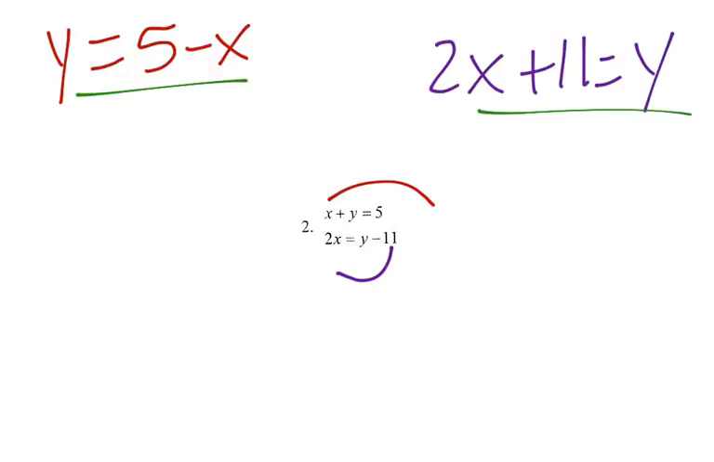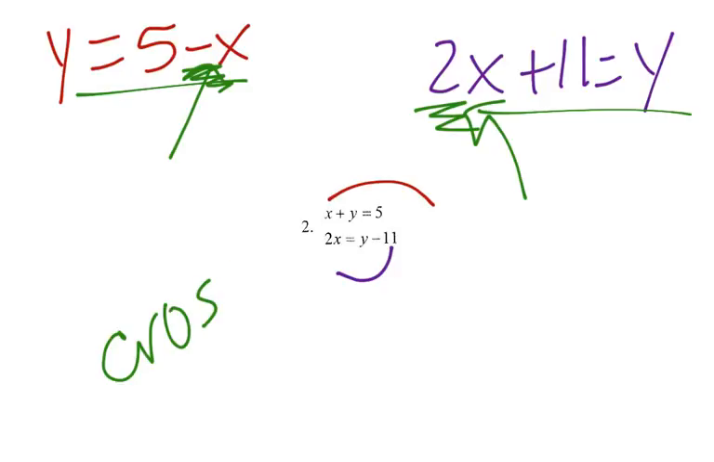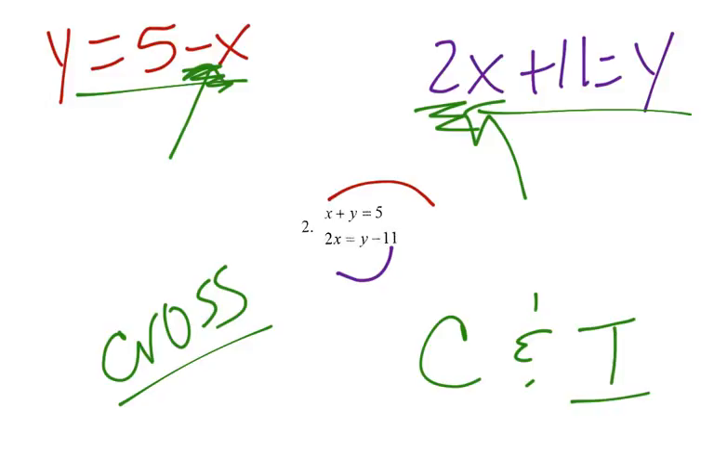You compare your two new equations. They're not the same equation. Look at your slope. Slope is the number in front of x. We have a 2, we have a negative 1. Not the same thing. That means that these lines are going to cross. If the lines cross, we call them consistent and independent.